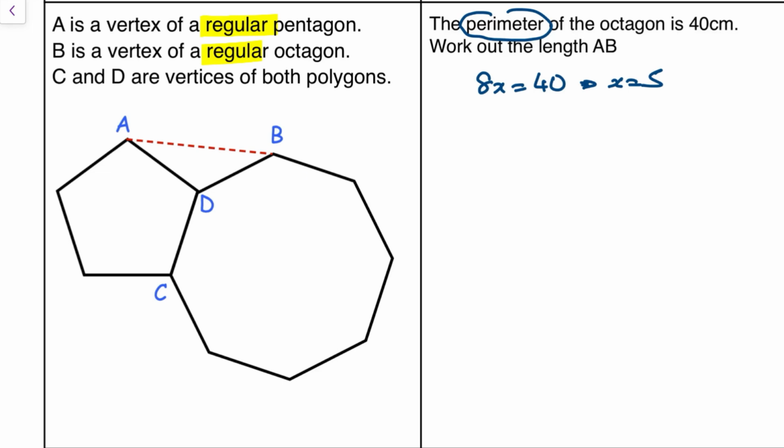Now, what's key, apart from what I've just done, is if that's 5, that's 5, which means this is 5, but because they're all regular, that's 5.